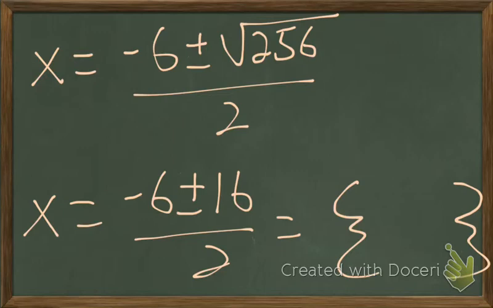so negative 6 plus 16 is 10, divided by 2 is 5. Negative 6 minus 16 is negative 22. Divided by 2 is negative 11. All right, so that's the answer to that. Let's go ahead and finish it off. Why not? Let's just go ahead and finish it off.